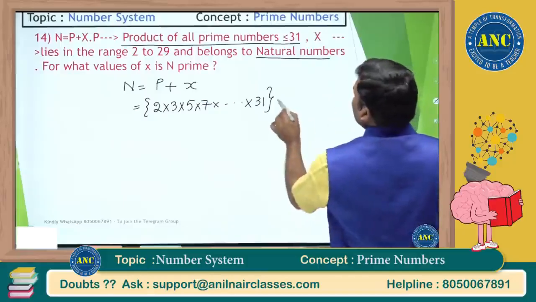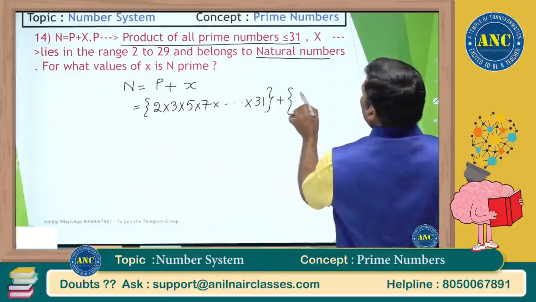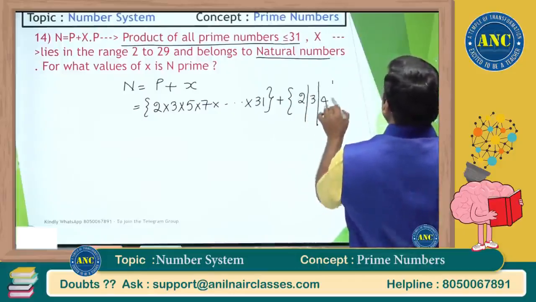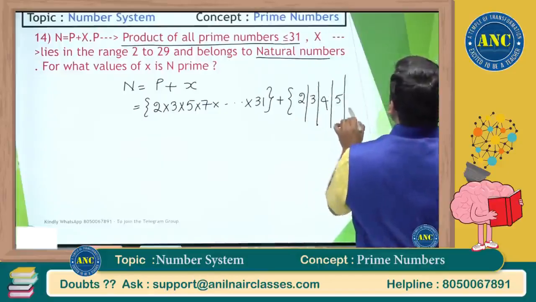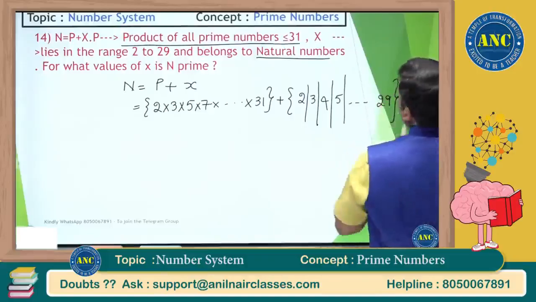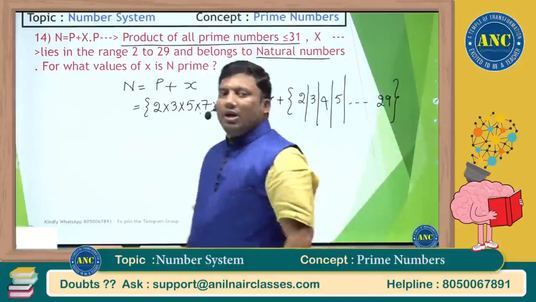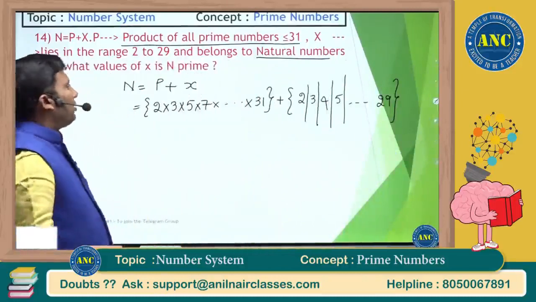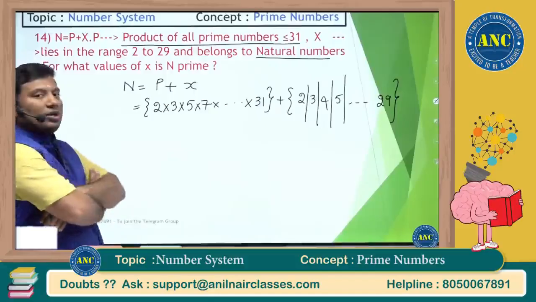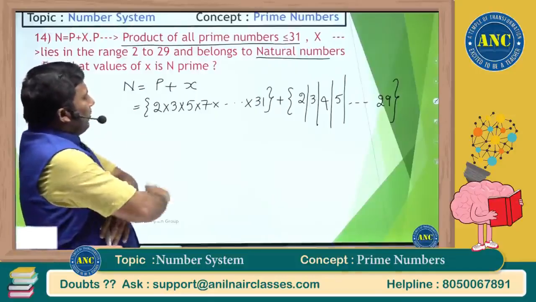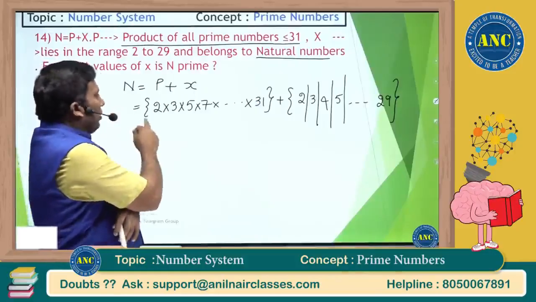X is lying in the range. What is the range? 2 to 29. X can take 2, X can take 3, X can take 4, X can take 5, X can take till 29. I understood the question and I translated the question into a mathematical expression. N is equivalent to P plus X. P is the product of all prime numbers less than or equivalent to 31.